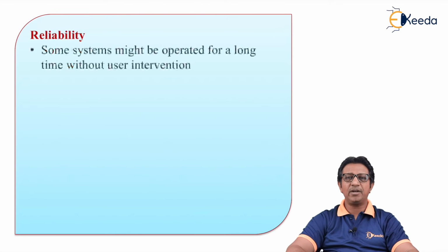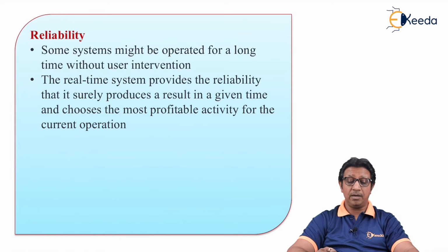The next point is reliability. When I take an example of any embedded system, many times these embedded systems work without any operator. Working without an operator means it will run its process from start until the end. There shouldn't be any intervention by an operator unless the system gets blocked or held up somewhere. So they should be very reliable. The real-time system provides the reliability that ensures it produces a result in a given time. Then comes performance.